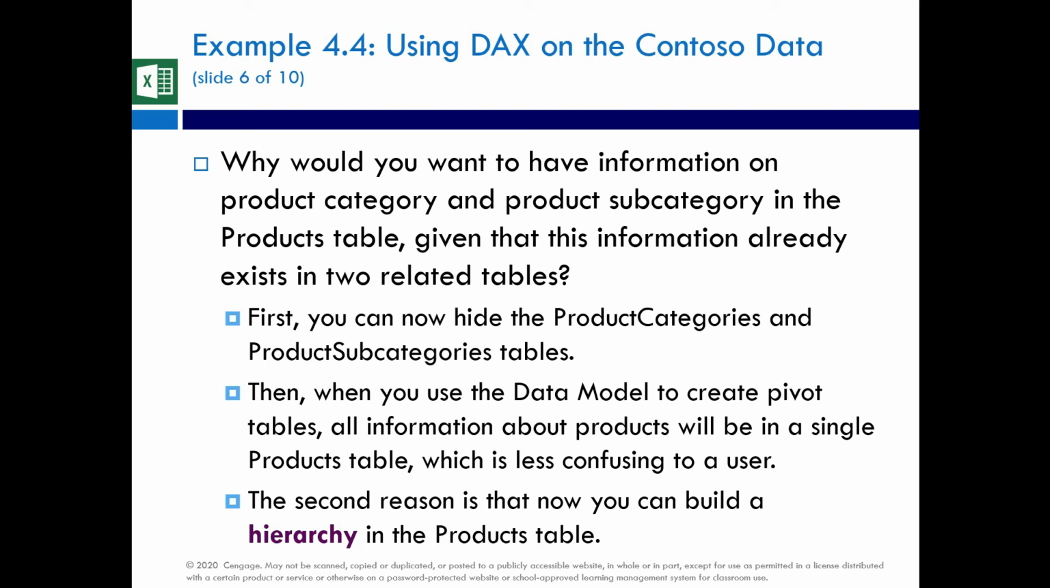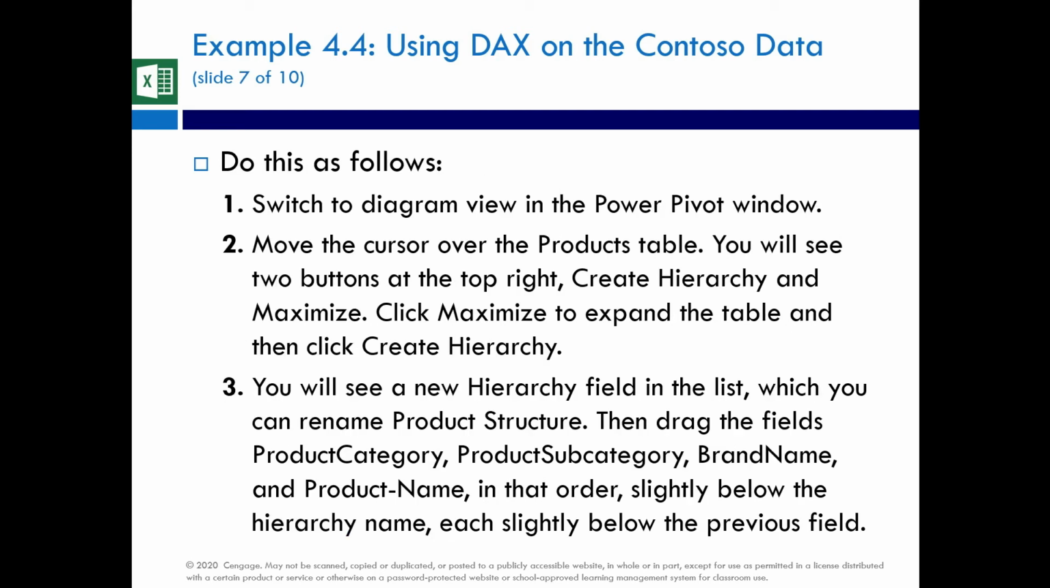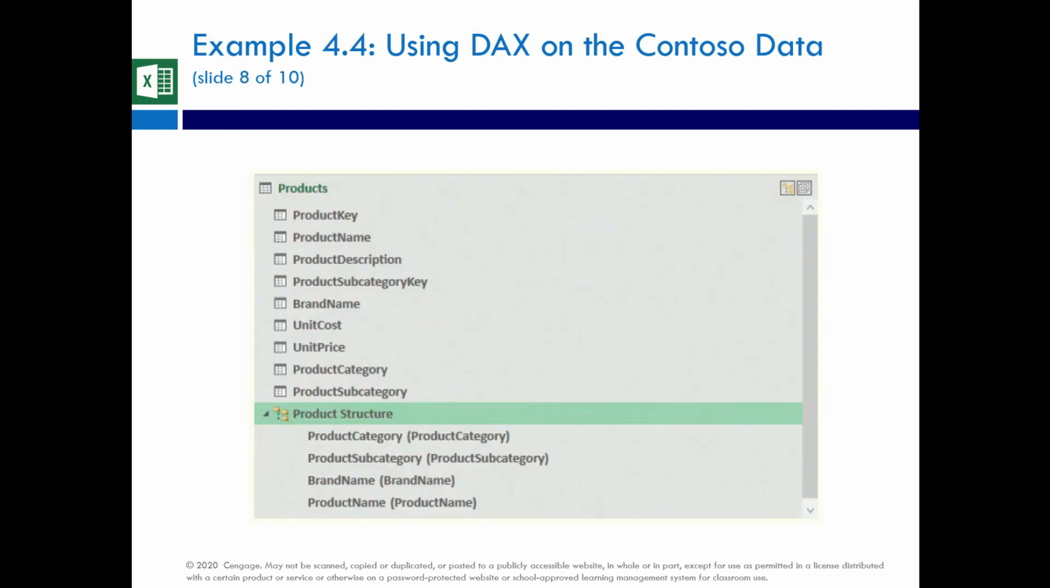The second reason is that now you can build a hierarchy in the products table. Do this as follows. Switch to the diagram view in the Power Pivot window. Move the cursor over the products table. You will see two buttons at the top, Create Hierarchy and Maximize. Click Maximize to expand. You'll see the new hierarchy field in the list, and rename it products. Then drag the fields product subcategory, brand name, and product name, in that order, slightly below the hierarchy name and each slightly below the previous field. So it looks like this.